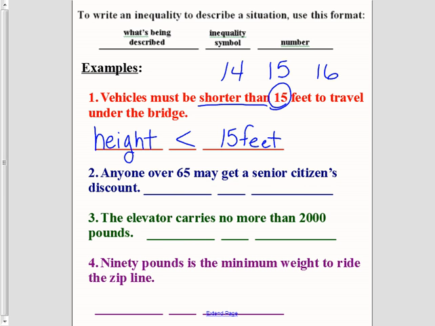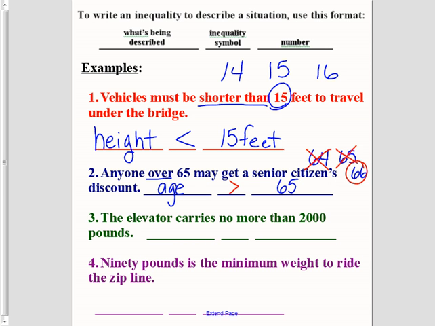The next one, anyone over 65 may get a senior citizen's discount. So in order to get the discount, the age has to be compared to 65 years old. And it says anyone over 65. So let's think about a 64-year-old, a 65-year-old, and a 66-year-old. Is a 64-year-old over 65? Nope. Is a 65-year-old over 65? No, because they're exactly 65, not over it. Is a 66-year-old over 65? Yes. So we can only include people whose age is greater than 65.